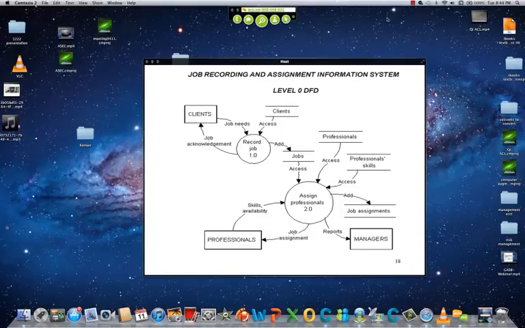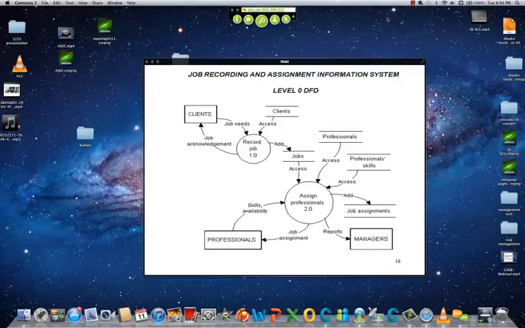So this is a DFD. You have two processes: record job and assign professional. What's important here is sequence. You don't first assign professional and then record a job. Usually first you would record a job and then you would assign professional. So record job precedes assign professionals here. And you can see that those processes, those circles are numbered: 1.0, 2.0, and so on.